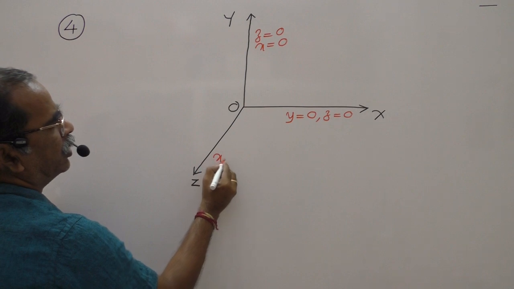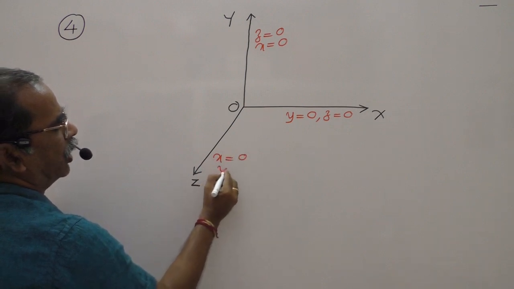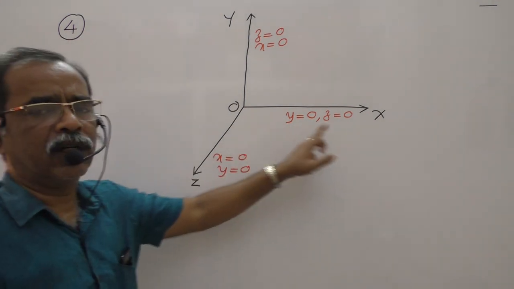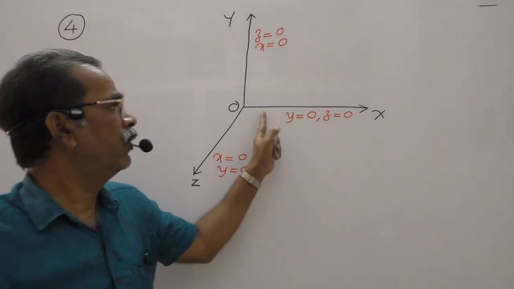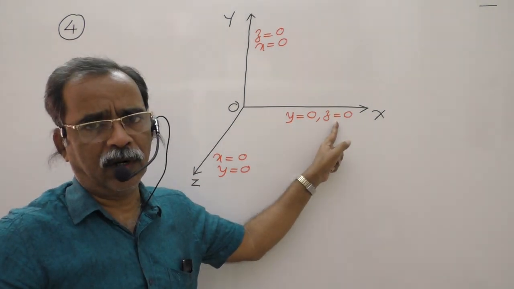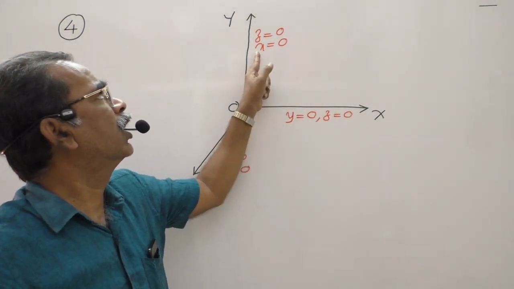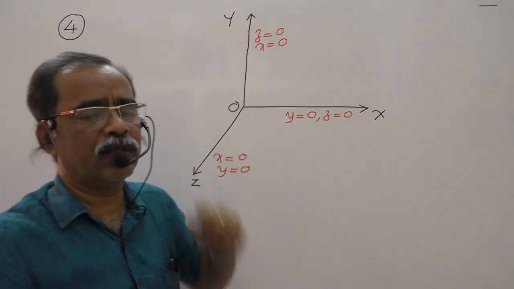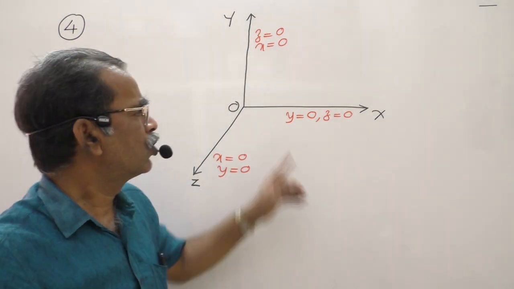Z-axis equation is x equal to 0 and y equal to 0. So these are the equations of the axes. Equation of x-axis: y equal to 0, z equal to 0. Equation of y-axis: x equal to 0, z equal to 0.